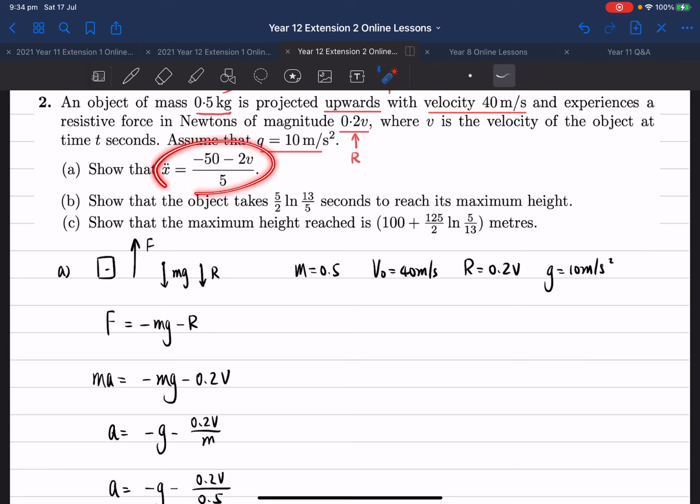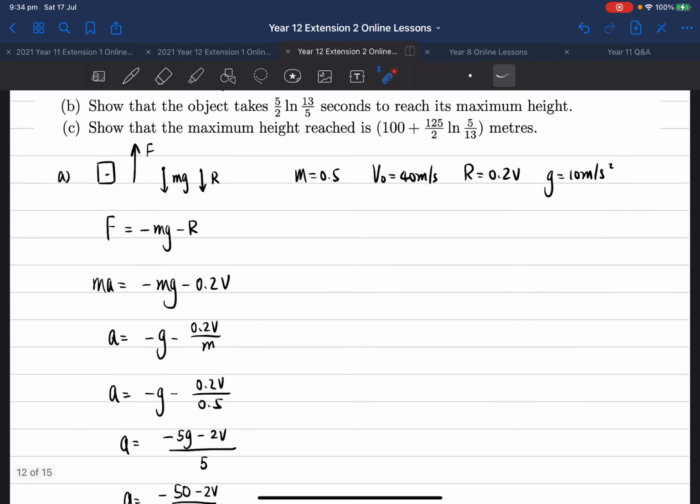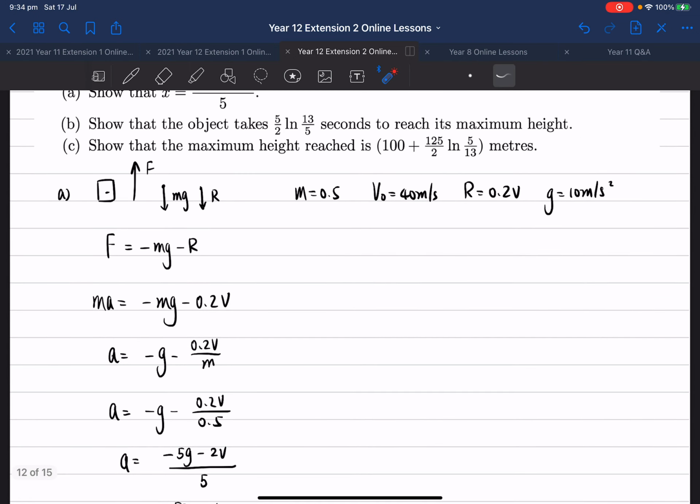Okay, so that's the acceleration here. All right, so pretty simple. I hope you understand this. It's not that hard. All right, you can actually do the question.